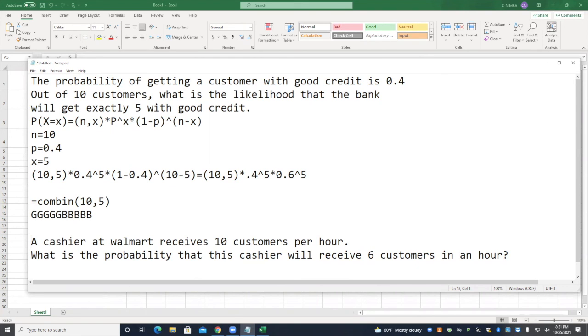How is X defined in binomial? How is X defined in Poisson? In binomial, X is the number of successes. In Poisson, X is the number of successes, but X is the number of successes per interval. And that interval could be time, could be space per time, or time per space. Let me tell you what that means.